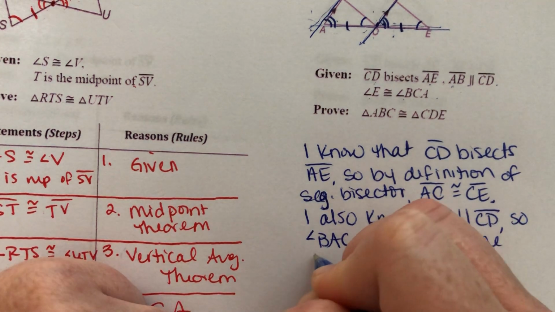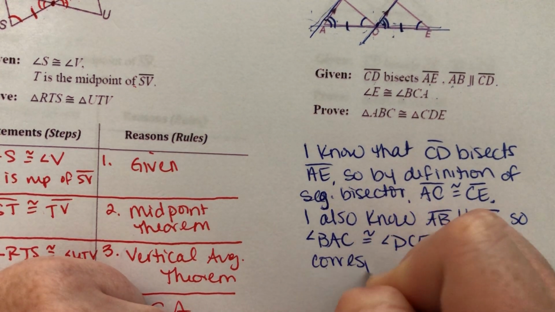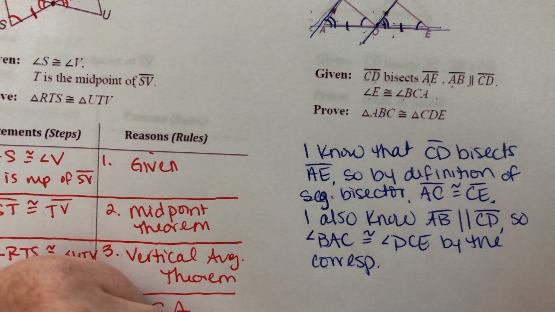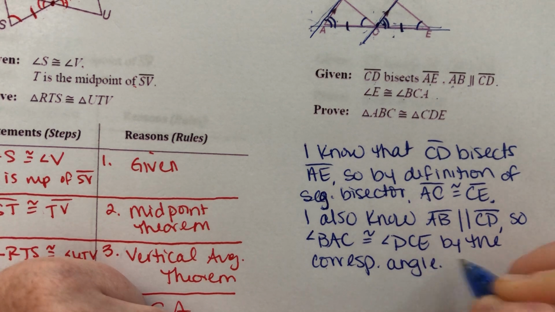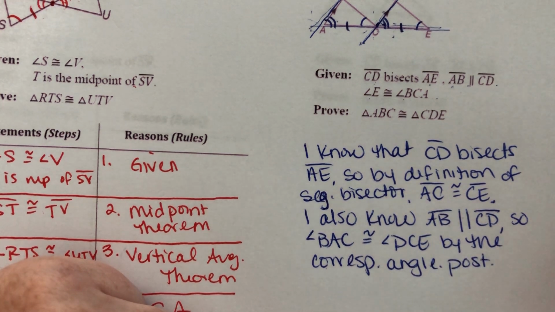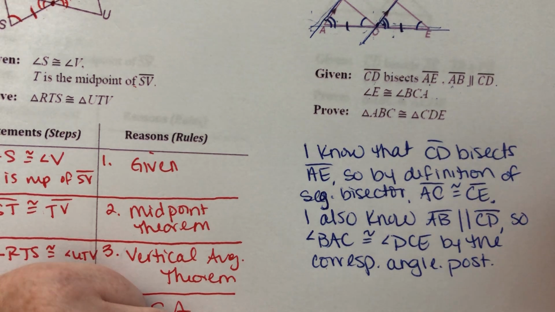By the, again, I'm going to abbreviate. Please don't abbreviate when you're doing this. You have the time to write it out. I'm doing it on video, so I don't. Corresponding angle postulate, which says when lines are parallel, cut by a transversal, any corresponding angles are congruent, okay?